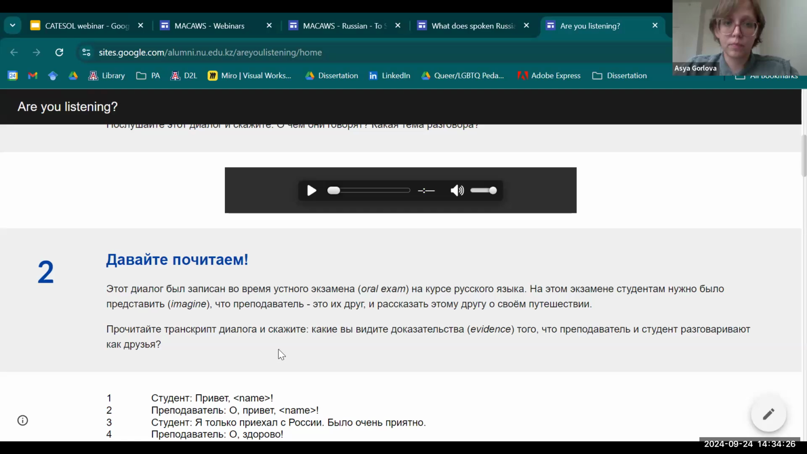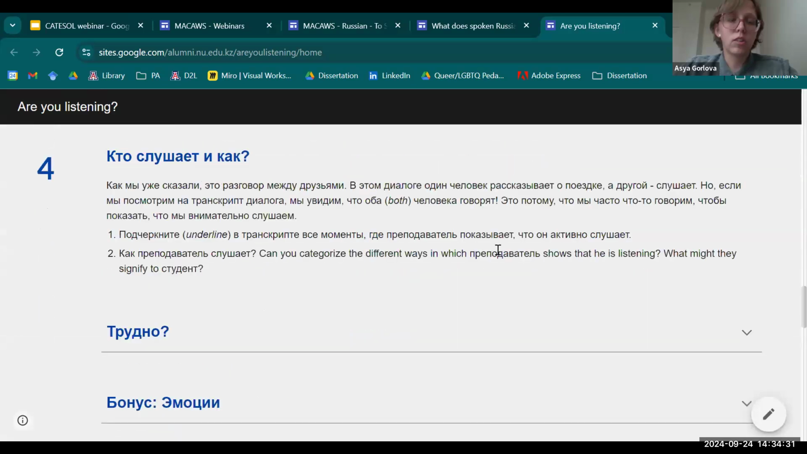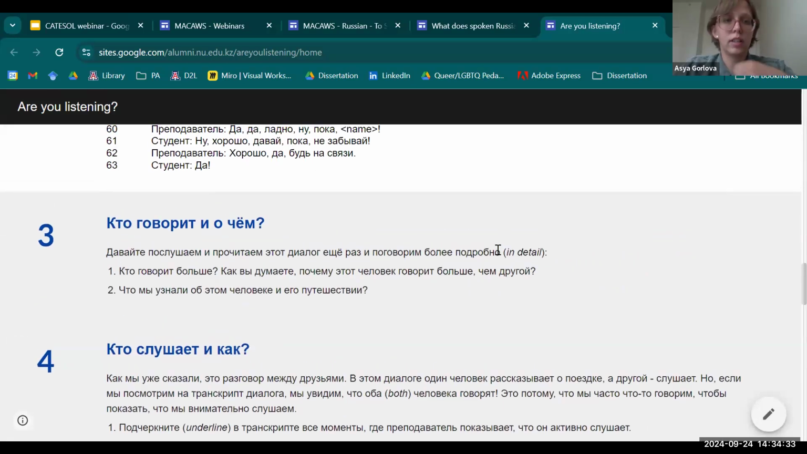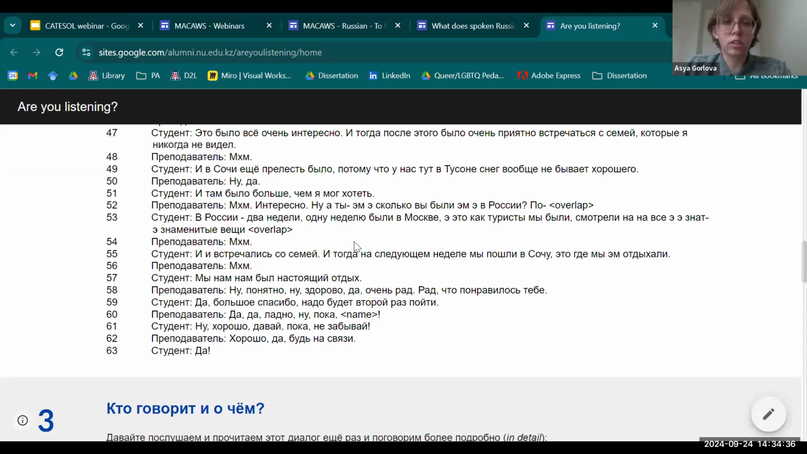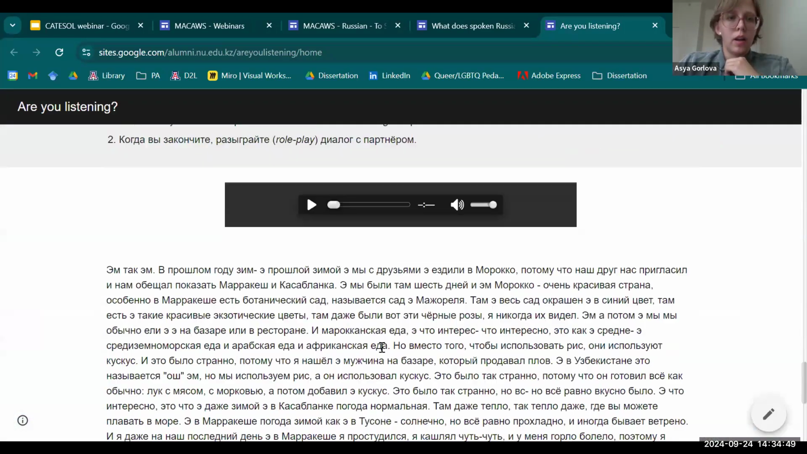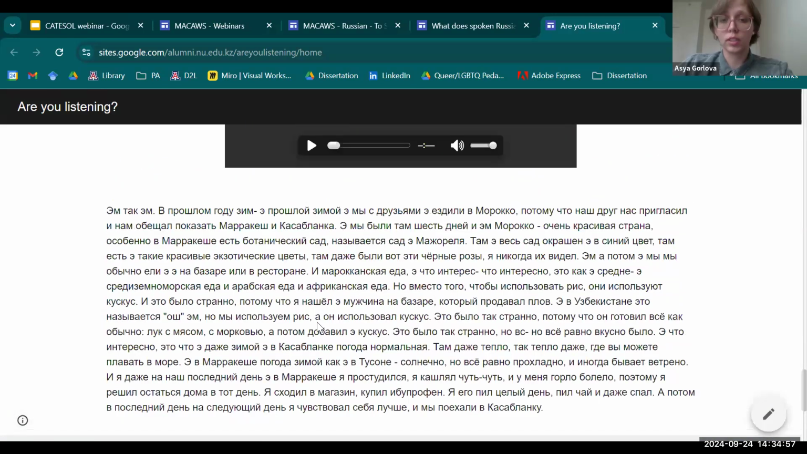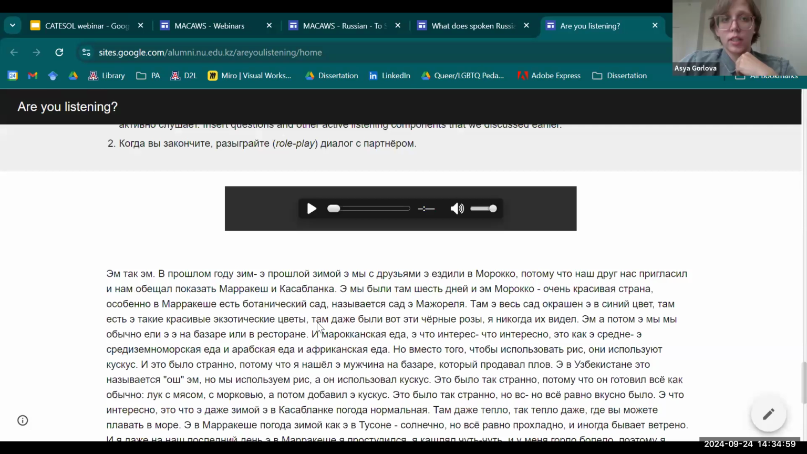travel experiences. Then students read the transcript of it, and they are asked to identify how the instructor, in this case, acts to show that they are actively listening to their conversation partner. And there are a variety of activities that students can do on that as well, and also practice active listening after seeing it presented to them in an accessible way.